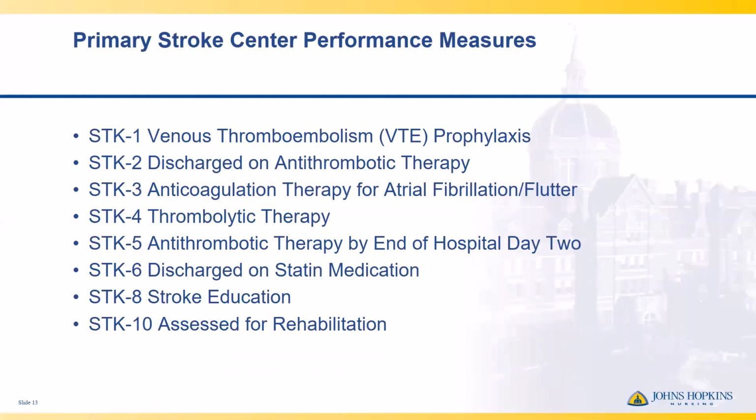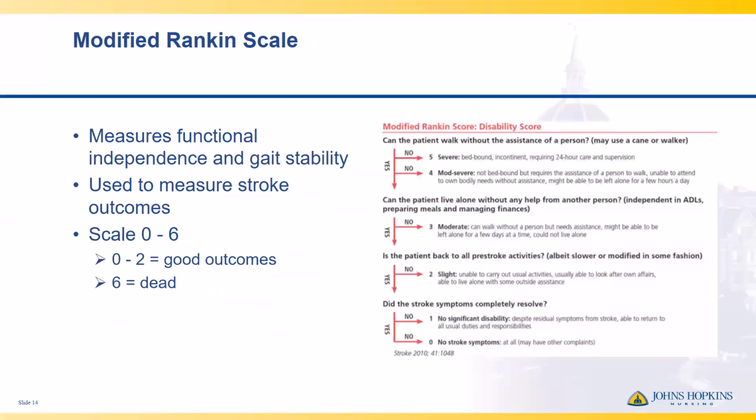Here's a list of the 8 primary stroke center performance measures. STK on here stands for stroke, and these are best practices to improve the long-term outcomes for stroke patients. So let's go over these. Before we go over them, when we look at the outcomes we get for stroke patients, we do a lot of data collection, and we're collecting data of how well our patients do at 90 days after a stroke, whether they got TPA or not, whether they got a mechanical thrombectomy or intra-arterial TPA, because we want to know what our patient outcomes are after they had a stroke.